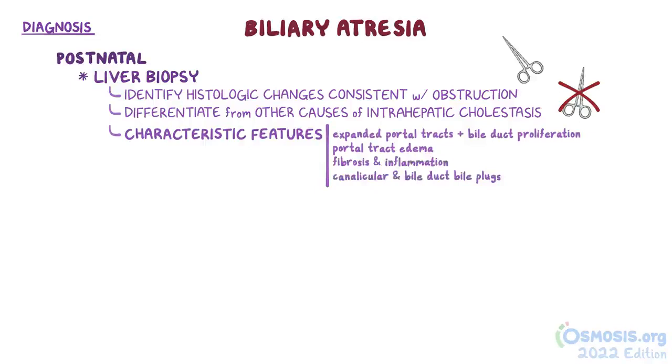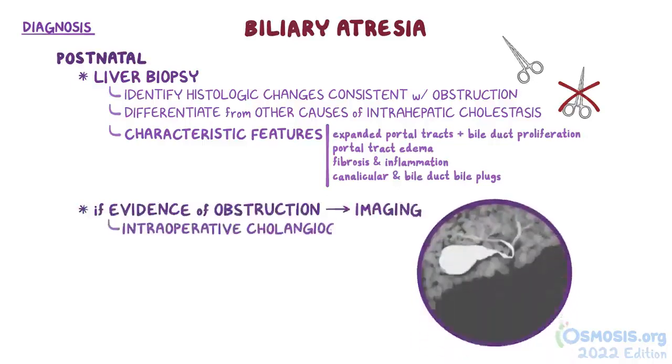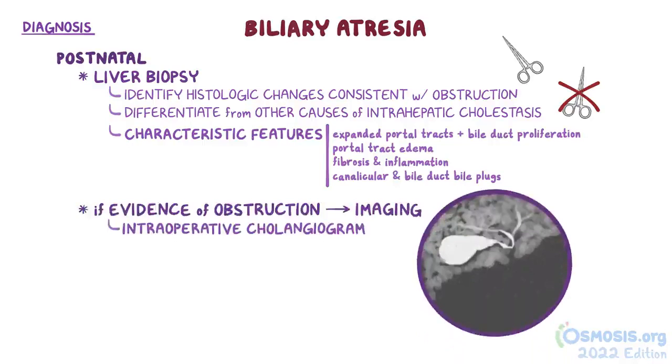Histologic findings alone cannot help to distinguish biliary atresia from other causes of obstruction, so if there's evidence of obstruction, imaging is required. An intraoperative cholangiogram is considered the gold standard. Biliary atresia diagnosis is confirmed if during the intraoperative cholangiogram, the contrast does not fill the biliary tree or reach the intestine.